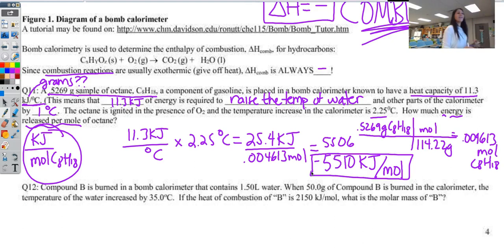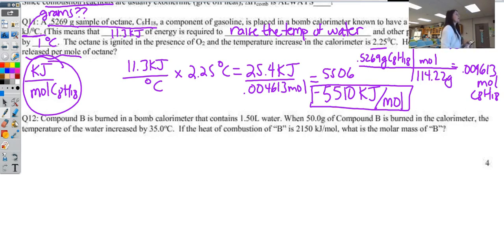Okay. All right, and last problem here is what I was explaining to you earlier. So it says compound B is burned in a bomb calorimeter that contains 1.50 liters of water, and there's 50 grams of compound B is burned, and then the temperature increases by 35 degrees Celsius. If the heat of combustion is 2150 kilojoules per mole, what's the molar mass of B?